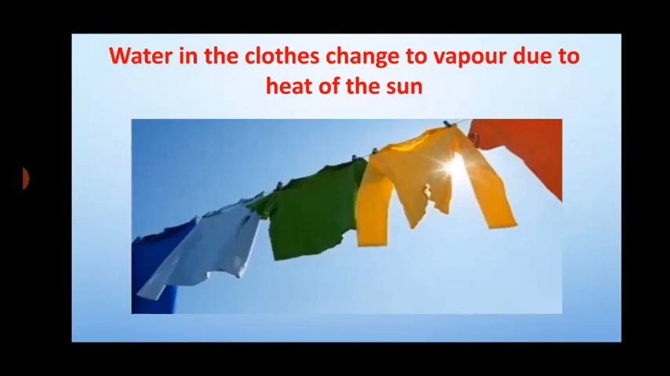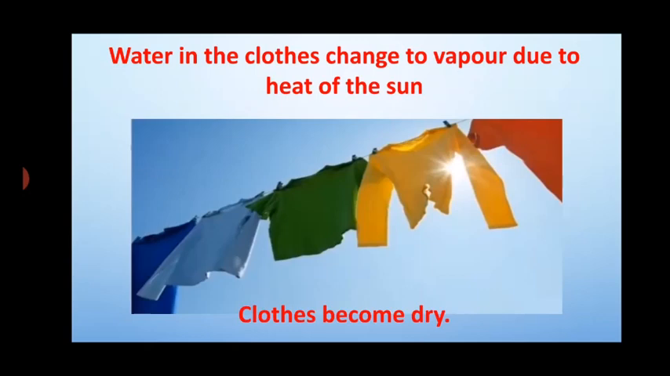So when you put it out to dry, can you see the heat of the sun falling on these clothes? What happens is because of the heat of the sun, all the water in the clothes evaporates and the clothes become dry. So that is also one reason. There is also one property of water. You can see that when water becomes hot, or when you give heat to it, it changes into vapor.